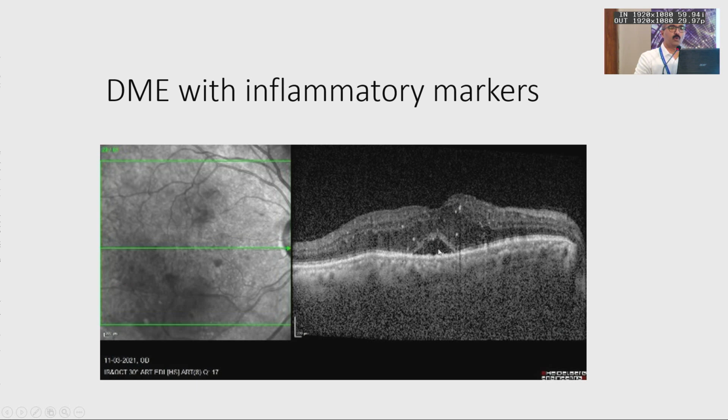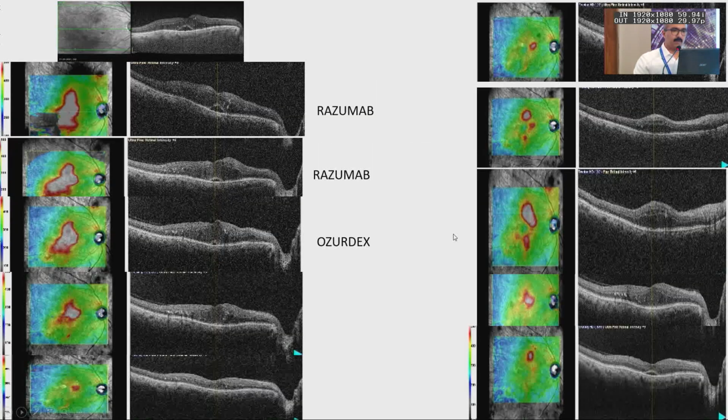It has got hyperreflective foci here, multiple hyperreflective foci, neurosensory detachment, as well as a massive edema. My first choice would be to give Ozurdex. This is a real world situation. The patient doesn't want to take Ozurdex because he cannot afford. So again, going back to biosimilars.